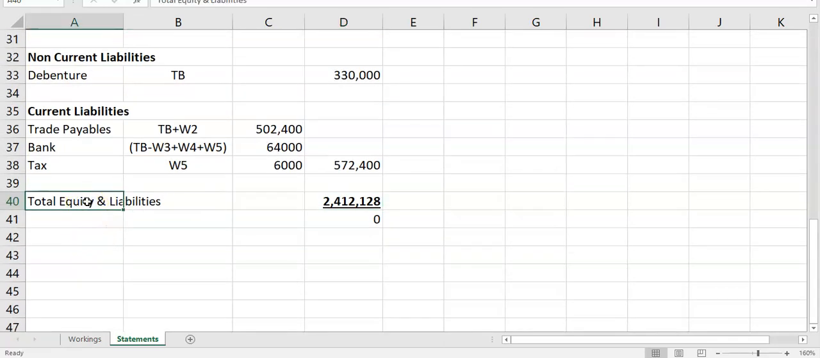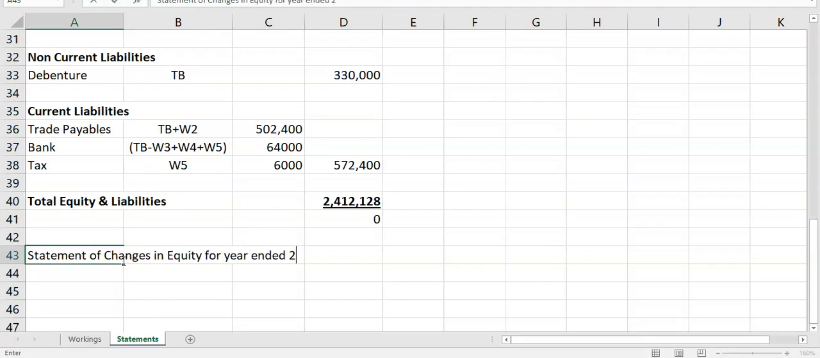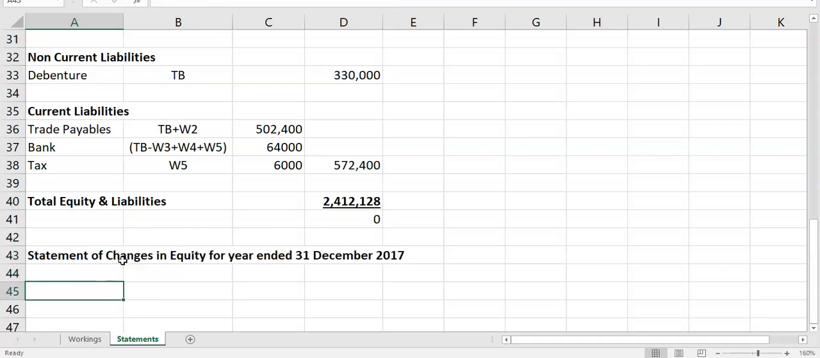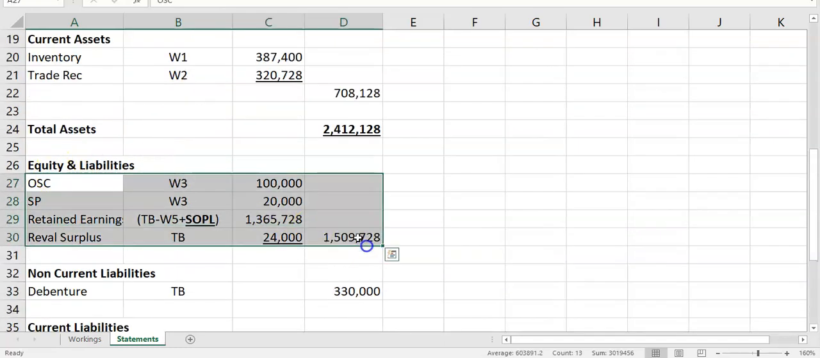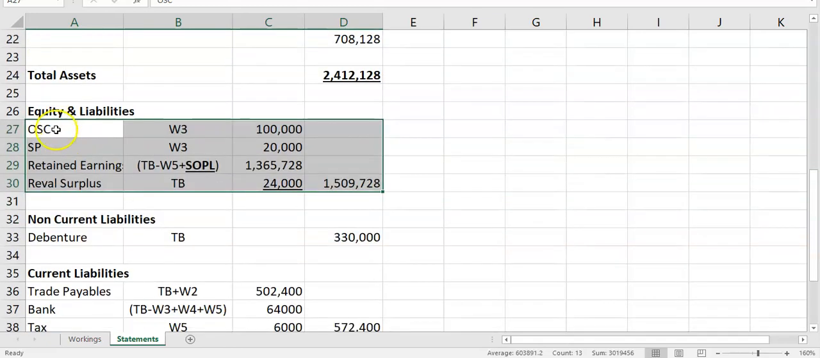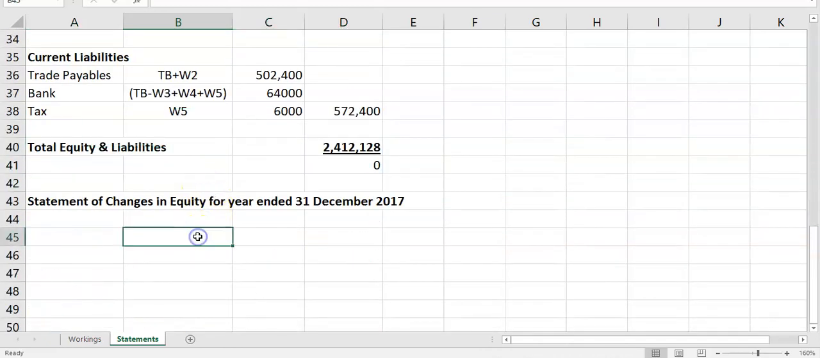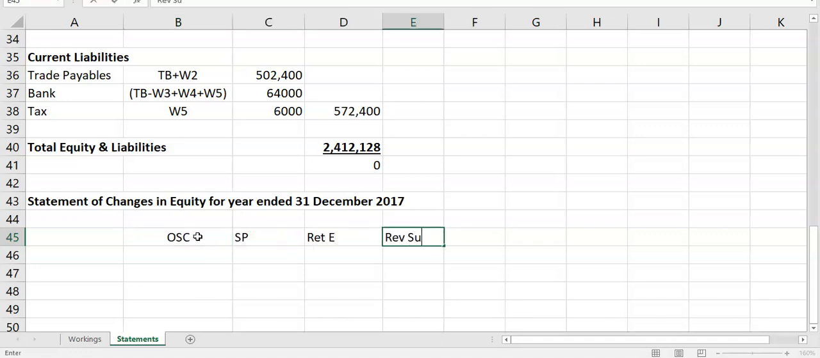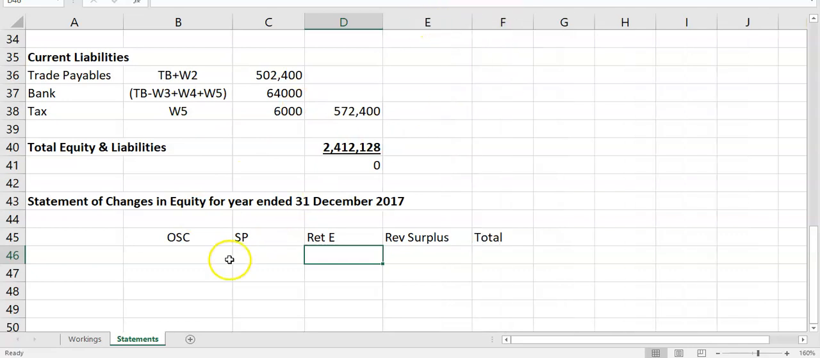which doesn't always come up, but it's been a popular enough one in the last while, is a statement of changes in equity for the year ended 31st of December 2017. Now, the way this is laid out is whatever sections are in your equity section up here, they are now going to be in your statement of changes in equity. So you're going to have 4 columns for each of these, plus a totals column. Ordinary share capital, share premium, retained earnings, reval surplus, and total. Right, these are nice marks, but traditionally they're answered very poorly because students don't study them.